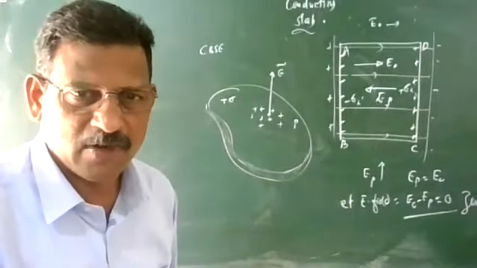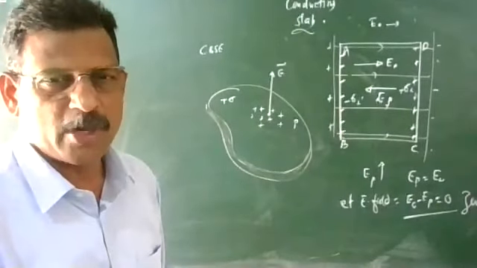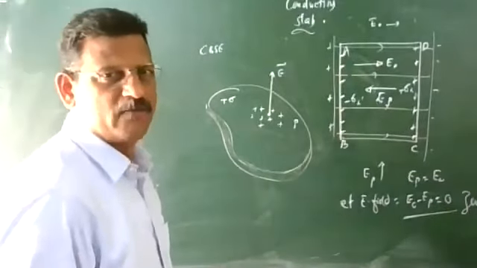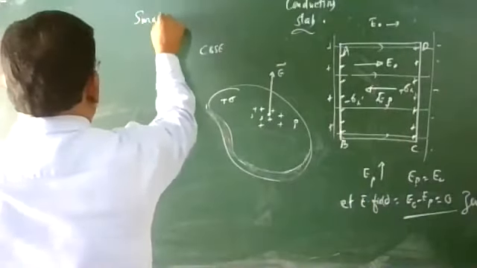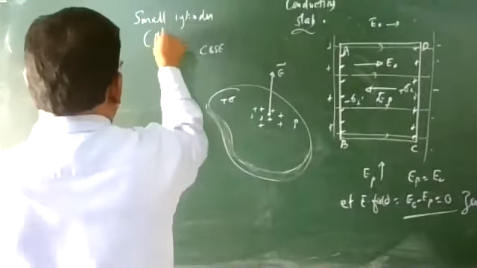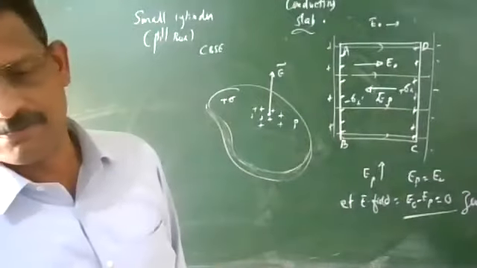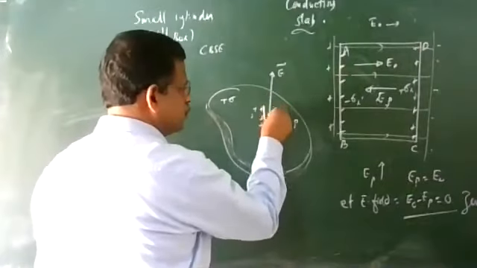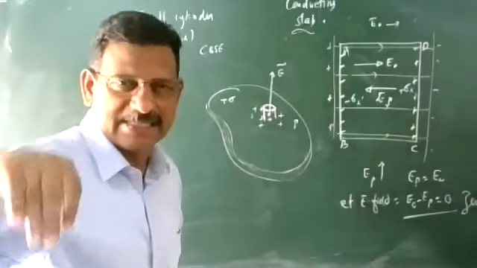To find out the electric field at the point B, we are using Gauss's theorem. So at the point B, you construct a small cylinder, or we call it a pillbox. What is a pillbox? What does pill mean? Tablet. So some portion will be outside, and some portion is going inside the conductor.